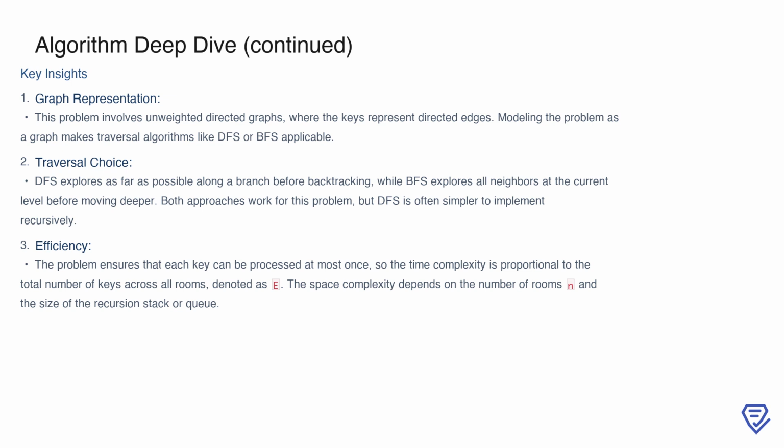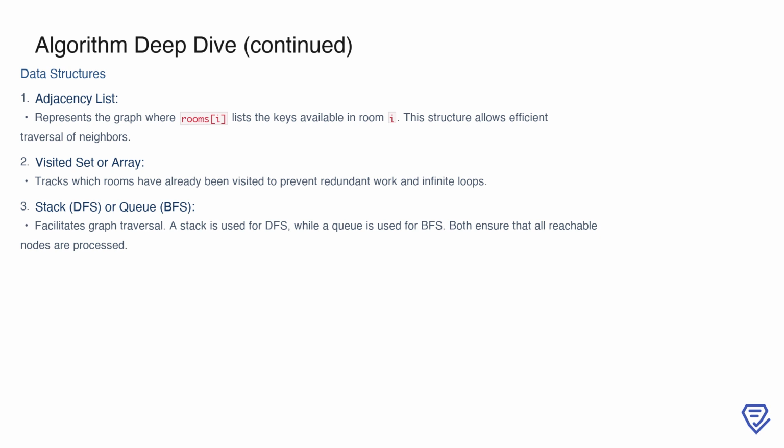In terms of efficiency, each key is processed at most once during the traversal, so the time complexity is proportional to the total number of keys, denoted as E. The space complexity is determined by the number of rooms, n, and the memory required for the recursion stack or queue. Several data structures play a crucial role in solving this problem.